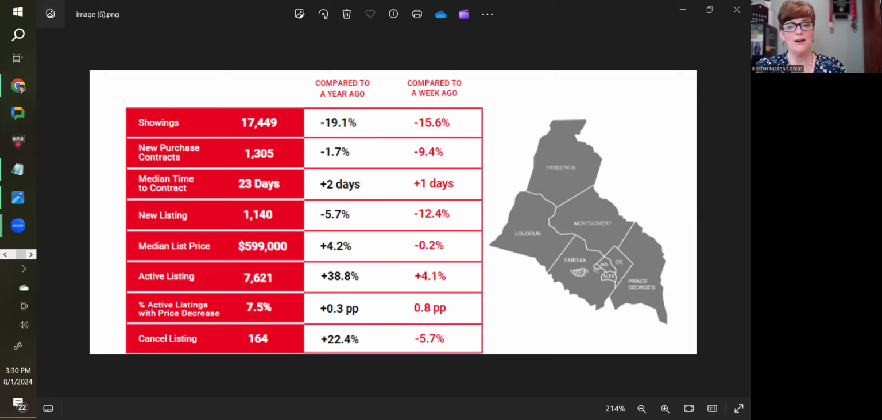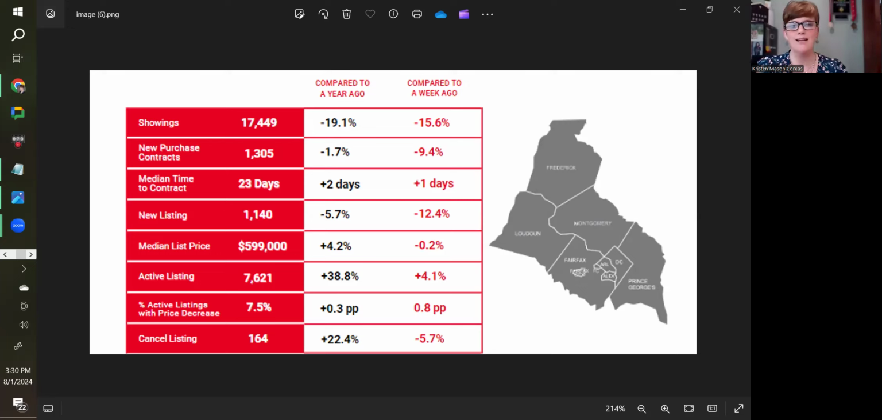New listing inventory is down 5.7%, but active listing inventory, which is the fuller picture of inventory, is up by almost 40%. That's a big number, up by 38.8%. Even though new listings are down because it's the summer, it's interesting that year over year the new listing number is down. That's probably related to the lock-in effect. A lot of sellers are not selling because they're locked into a low interest rate. So that's part of what we're seeing, fewer new listings, but again, an increase in overall listings because of less buyer activity. Median list price is up year over year by 4.2%.